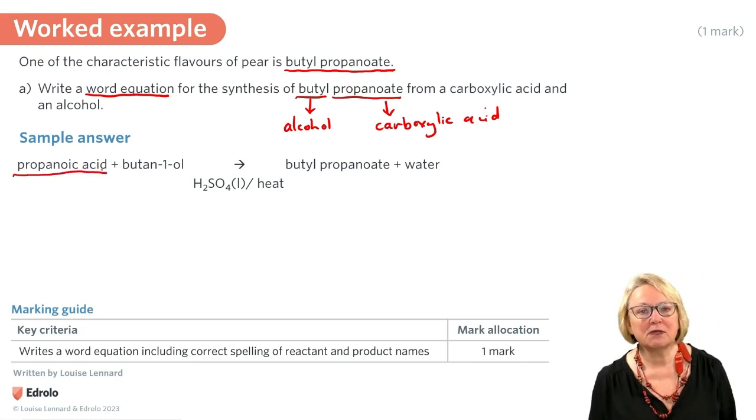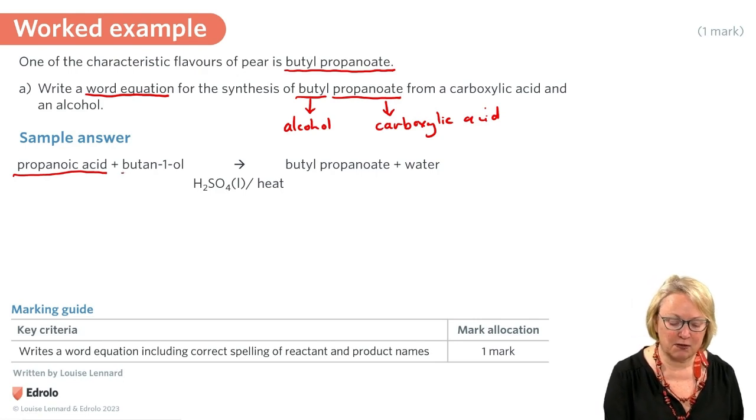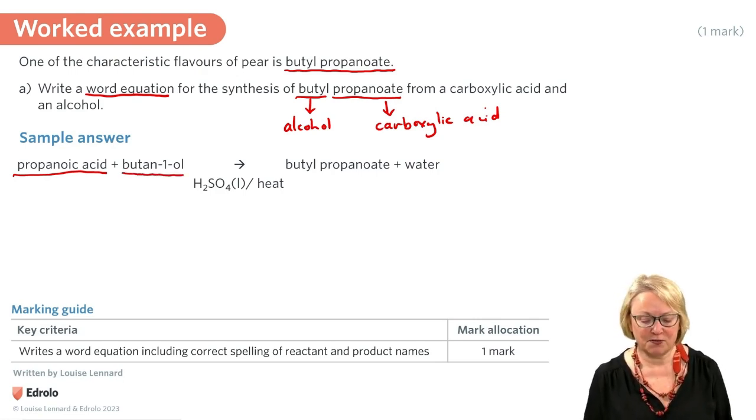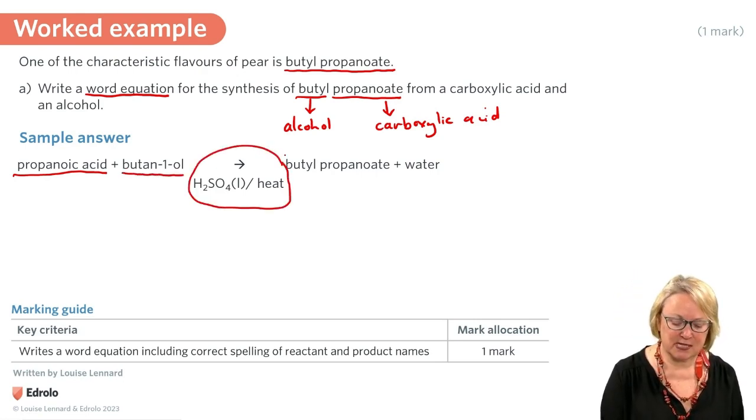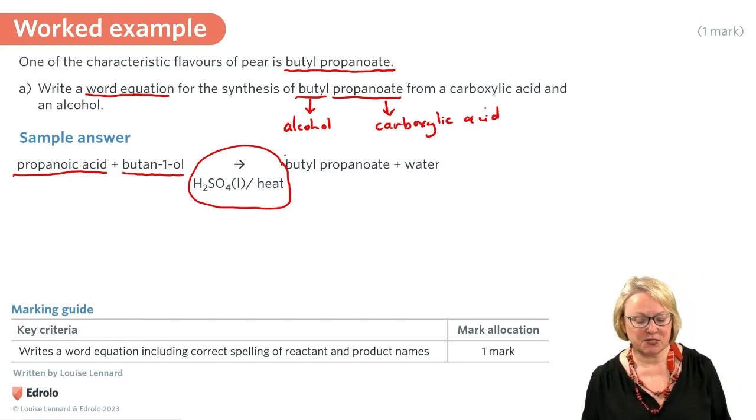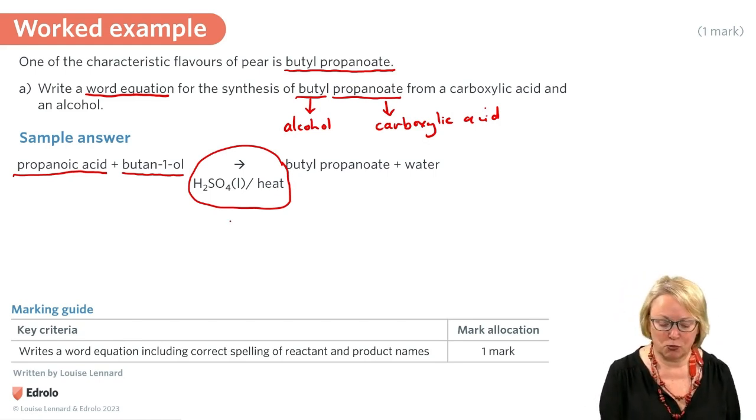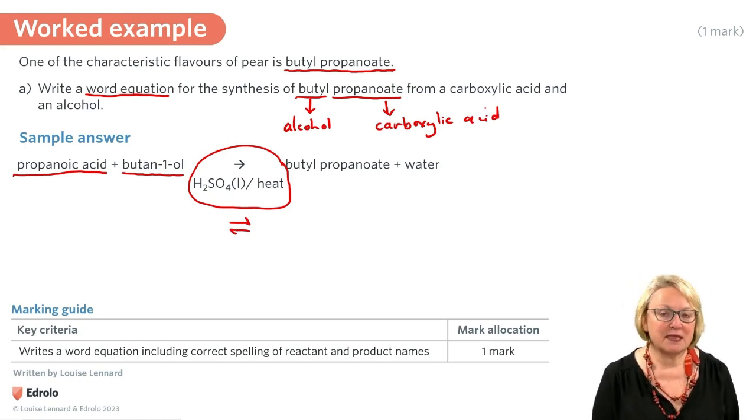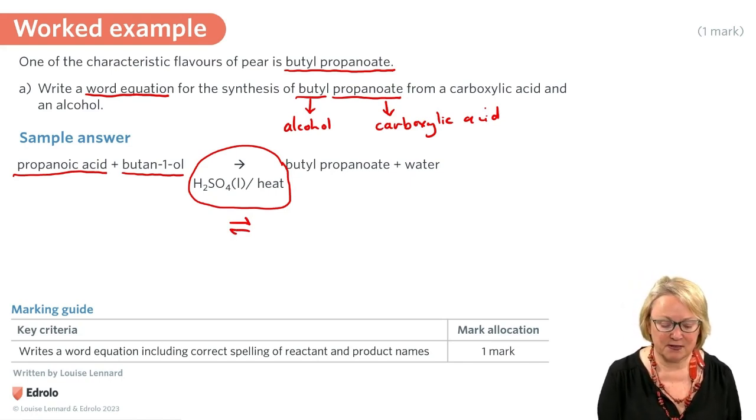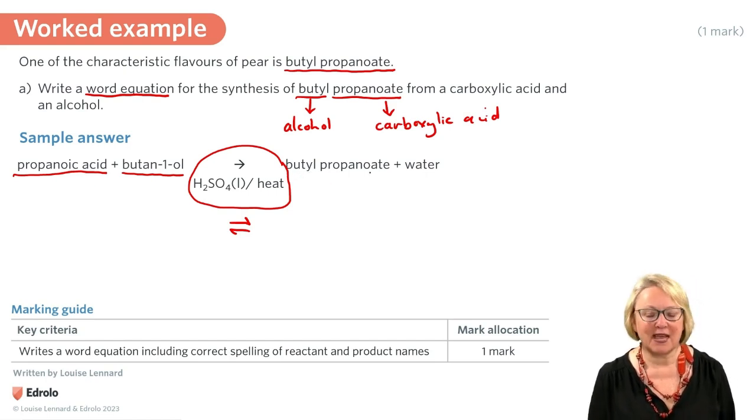The butyl comes from butane-1-ol. They're always primary alcohols. The reaction conditions are concentrated sulfuric acid and heat, or we can use equilibrium arrows. That's also acceptable. And then the name of the compound comes from the alcohol derivative followed by the acid derivative. So it's butyl propanoate is the name of the ester.